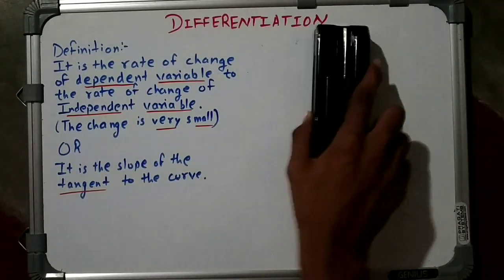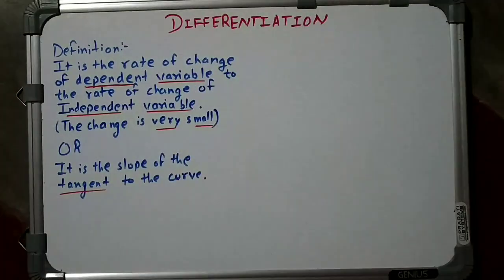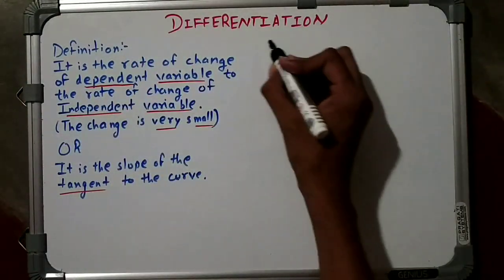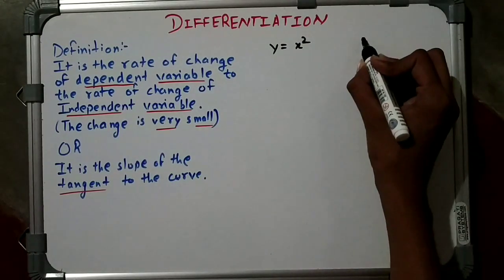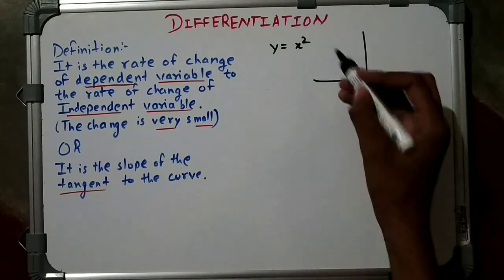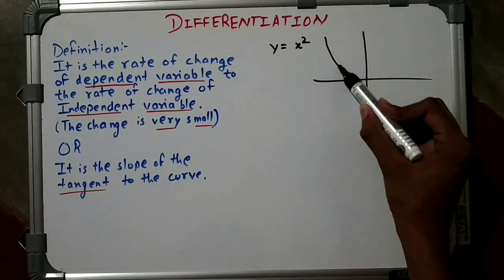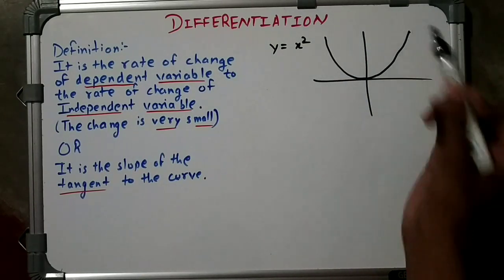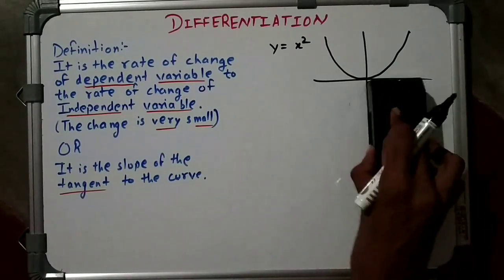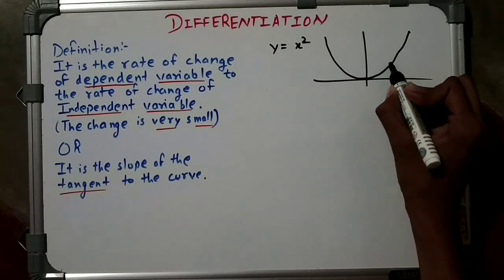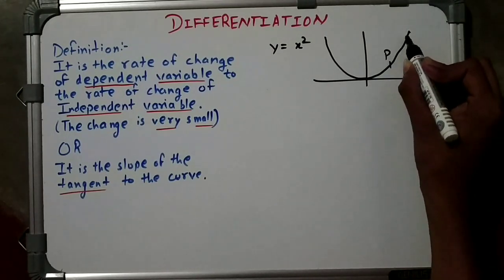Apart from that, let's understand differentiation a bit more. Okay, so the rate of change. Let's take another example. We have this parabolic curve y is equal to x square. Hope you all know the curve looks like this. Okay, let's take 2 points here, point P and point Q.